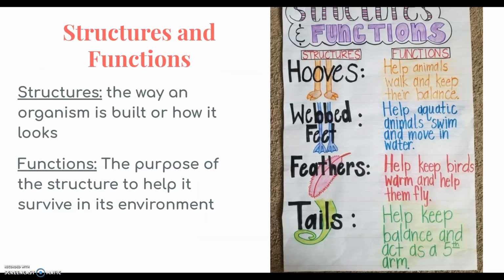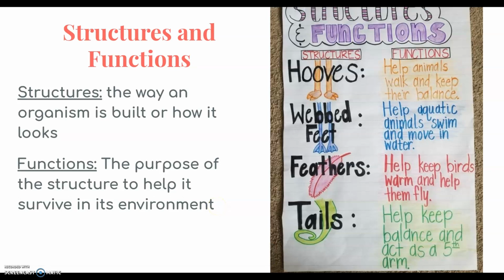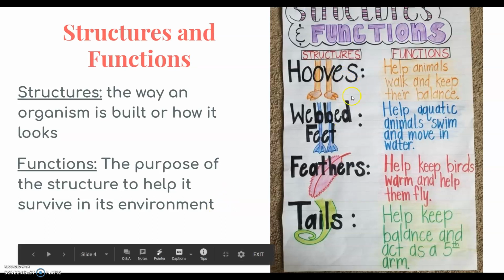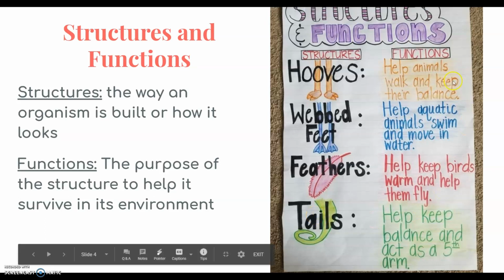We characterize these adaptations that allow different animals to survive in their environments as structures and functions. Namely, a structure is a characteristic of an organism, such as hooves, webbed feet, feathers, or tails, and a function is how this structure helps an organism survive in its environment.